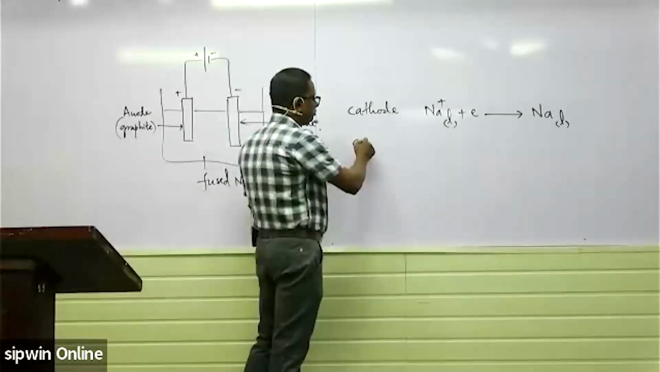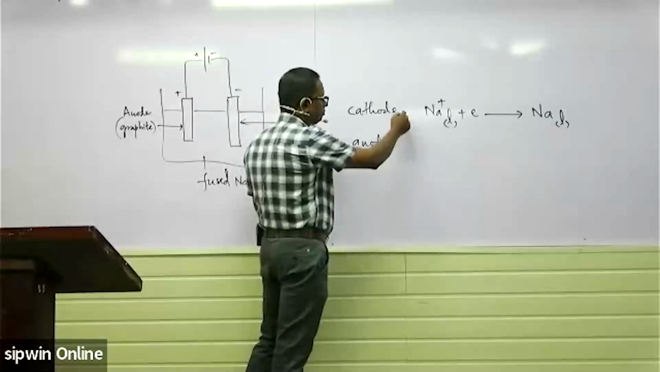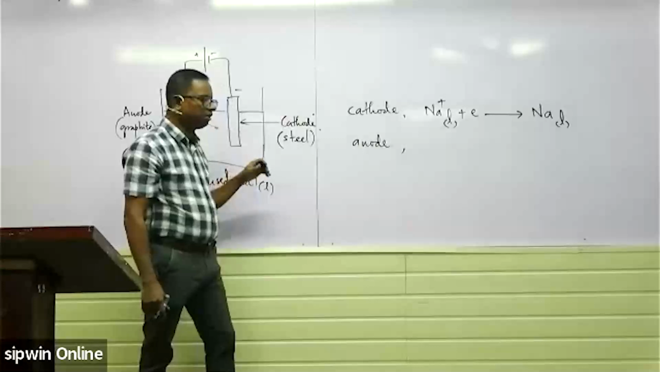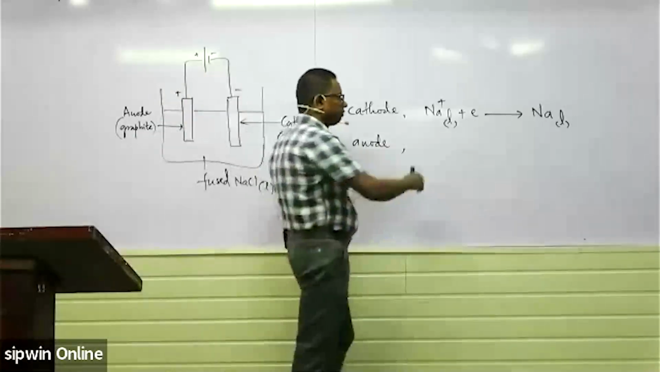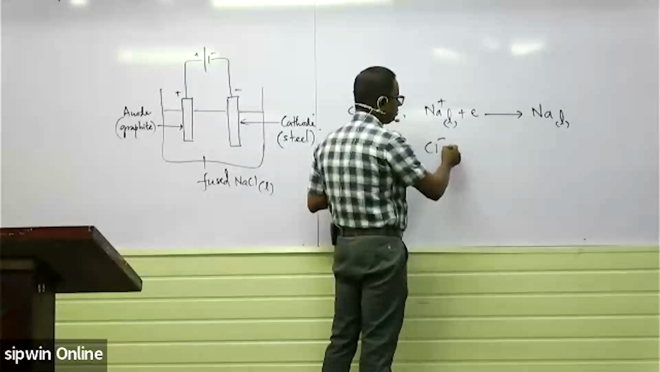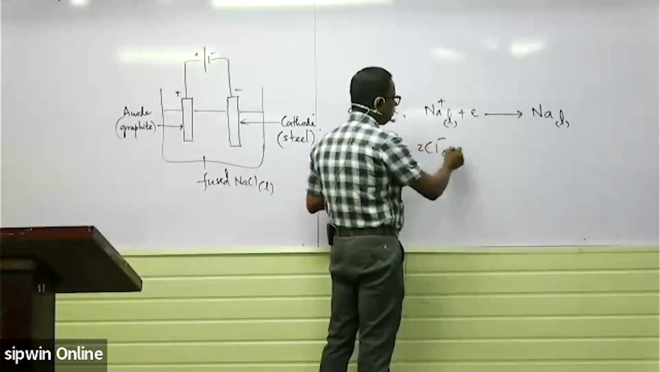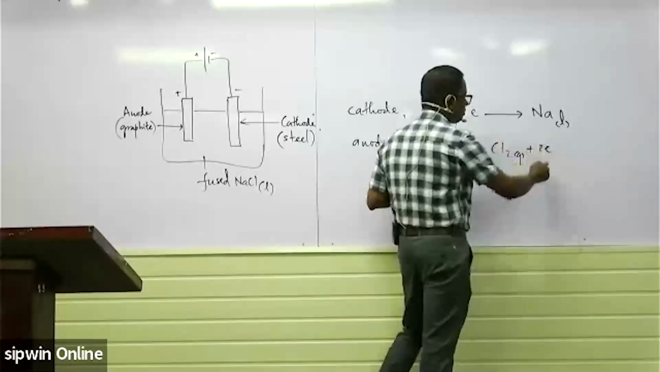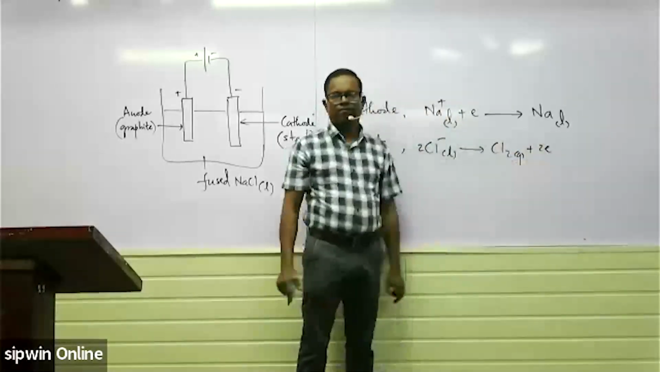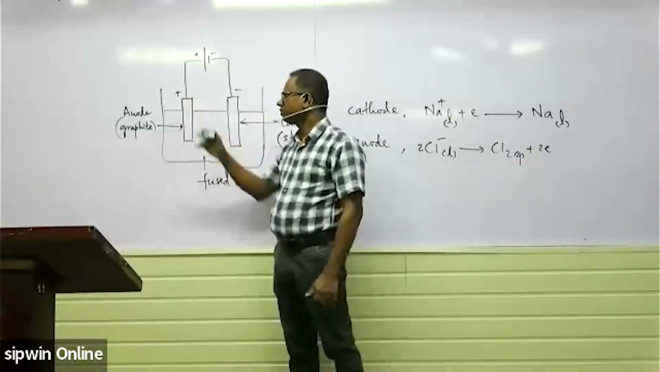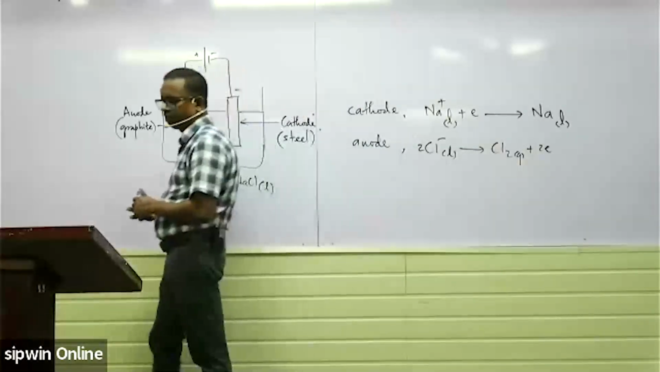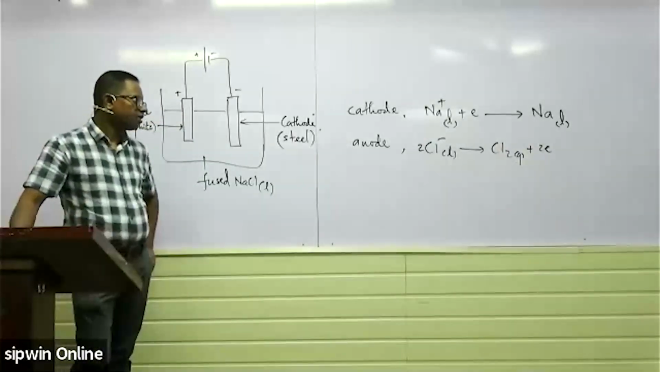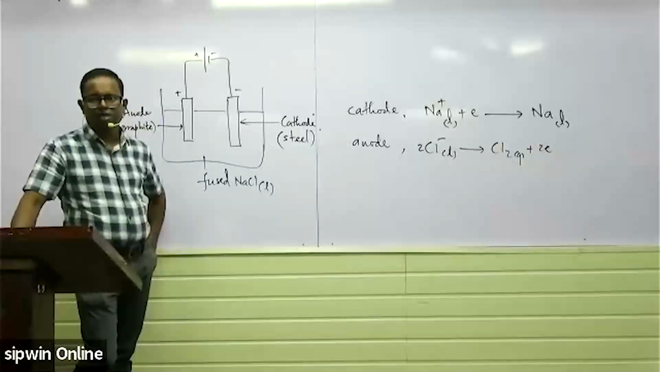Anode. Right, the anode reaction. Chloride is there. Chloride. Cl minus liquid 2Cl minus Cl2 gas 2 electrons. Cl2 gas chlorine release. හරිද?